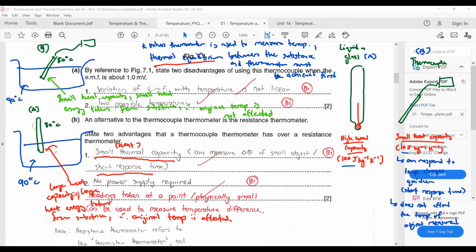Okay, by right, when you want to measure something, you don't want to disturb the amount of heat energy contained in the object. If you disturb the amount of heat energy contained in the object, you will change the temperature. So whatever temperature you're measuring is no longer accurate. So you don't want to disrupt it.